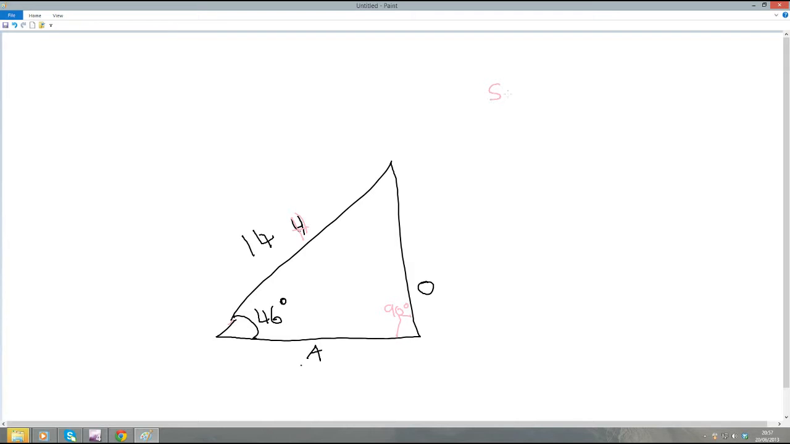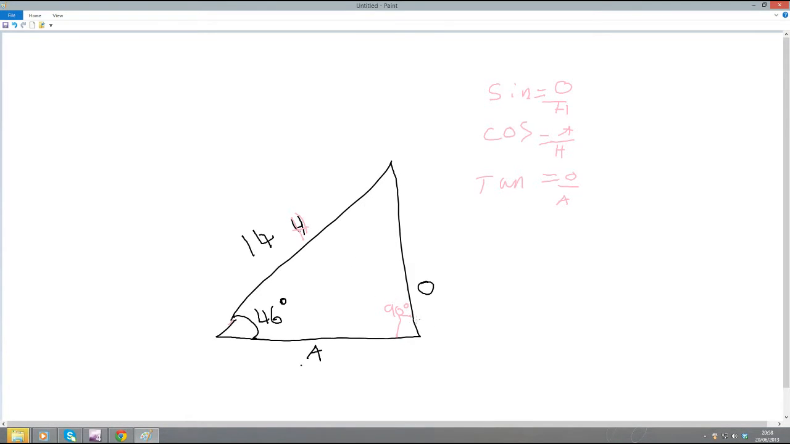SOHCAHTOA. Soon you should be able to remember all of the formulas without even saying SOHCAHTOA. So, like that.